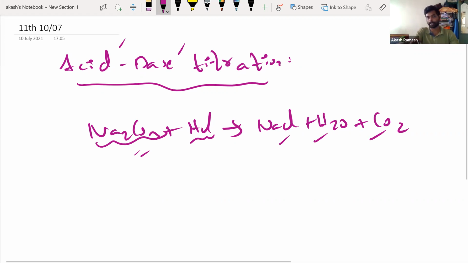Okay, now don't forget to balance this. If you do not balance it, I think it is wrong. Okay, so if I balance it, this will become 2 NaCl and this will become 2 HCl. All right? Now you can do the problem.